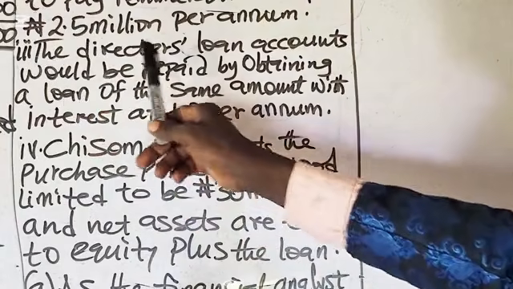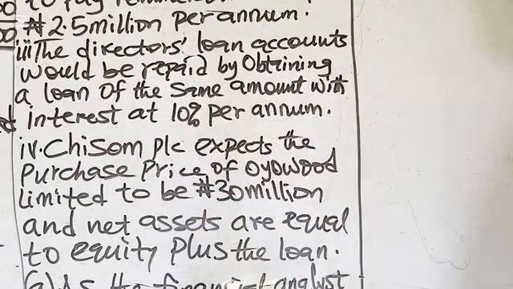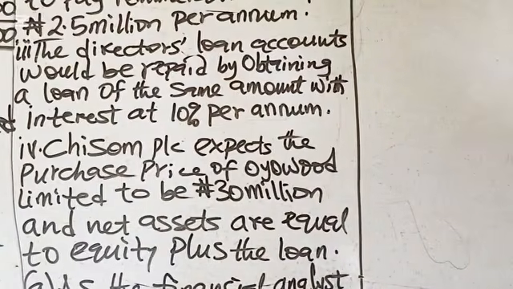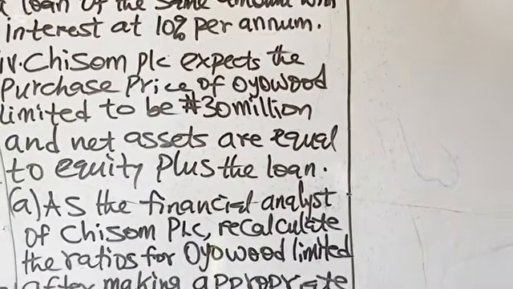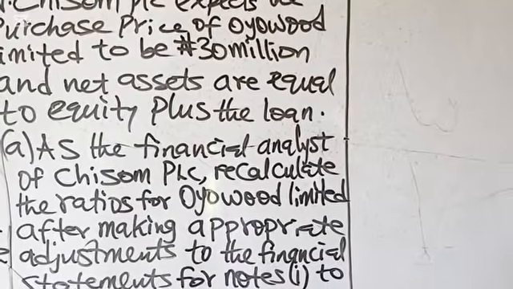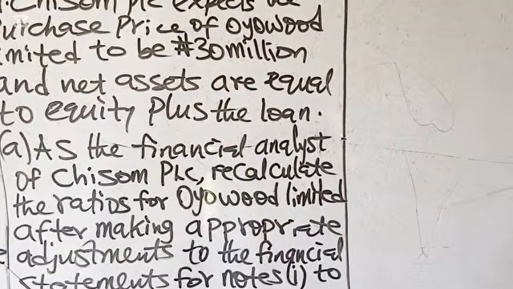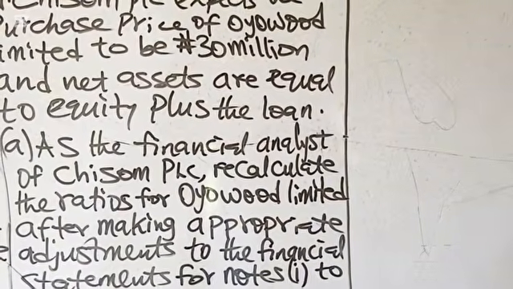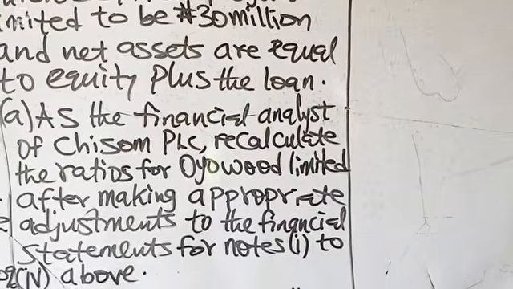Note 3: The directors' loan accounts will be repaid by obtaining a loan of the same amount with interest at 10% per annum. Note 4: Shison PLC expects the purchase price of Oyowood Limited to be 30 million naira, and net assets are equal to equity plus the loan. A. As the financial analyst of Shison PLC, recalculate the ratios for Oyowood Limited after making appropriate adjustments to the financial statements for notes 1 to 4 above.